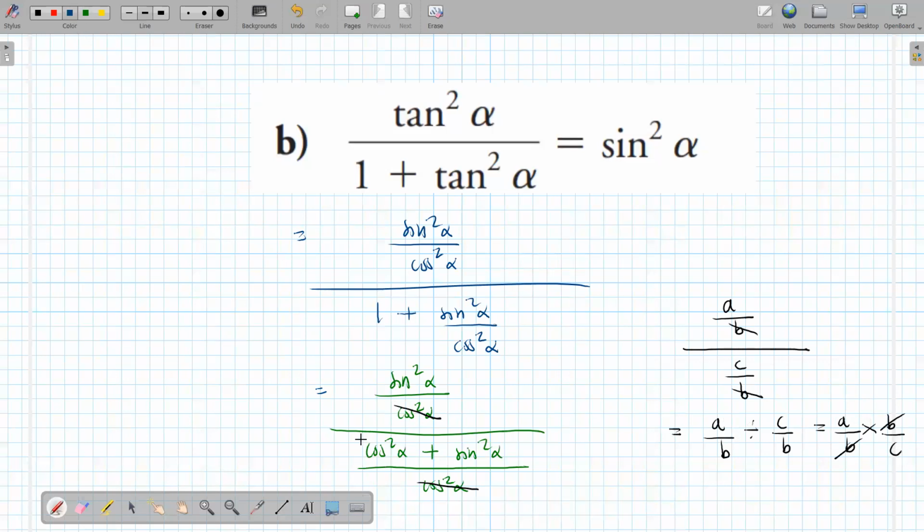What is cos squared plus sine squared now? That's the only thing that's left. What is this equal to? 1. And there you go. You have sine squared over a 1. It's just sine squared. And you're done. Because that's what you have on the right side.